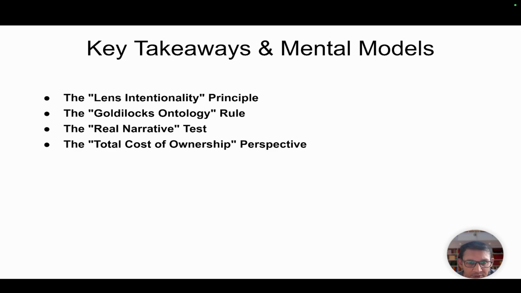Second, the Goldilocks ontology rule. Model the parts that will matter in 3 years, not every conceivable nuance. Neither too little modeling nor too much. This requires judgment about what will remain stable versus what will change. Third, the real narrative test. Every major concept in your domain model should trace back to at least one high value user journey. If you can't explain why a user would care about a particular abstraction, you probably don't need it.